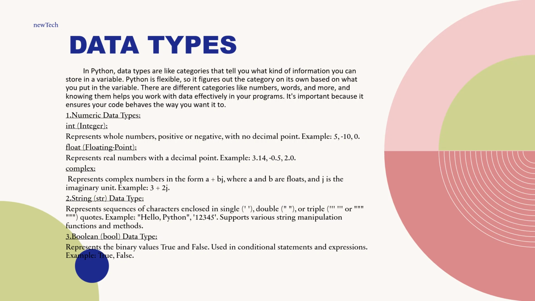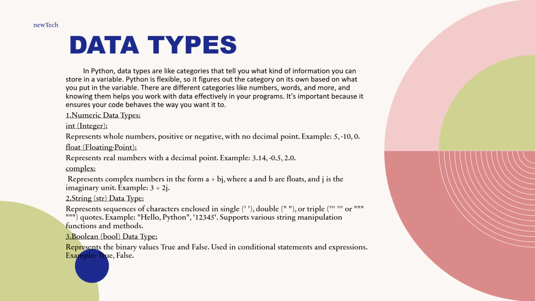Data types in Python. Data types are like categories that tell you what kind of information you can store in a variable. Python is flexible, so it figures out the category on its own based on what you put in the variable. There are different categories like numbers, words, and more, and knowing them helps you work with data effectively in your programs. It's important because it ensures your code behaves the way you want it to.